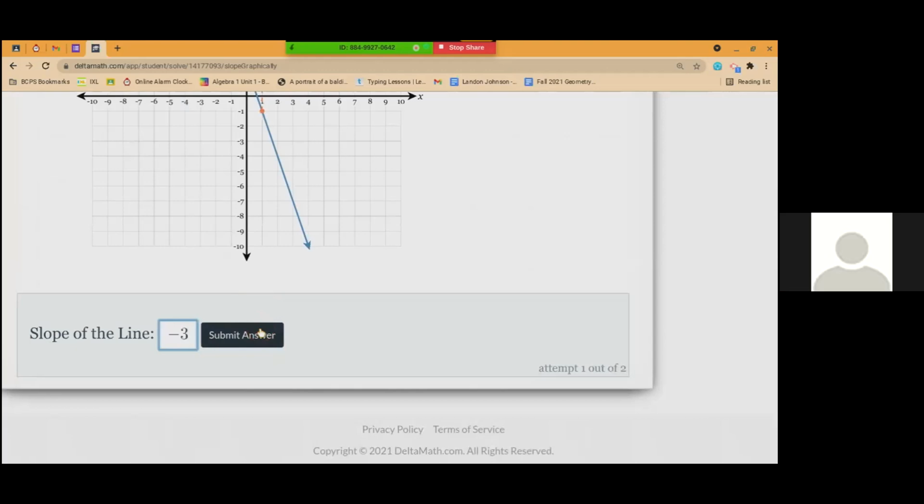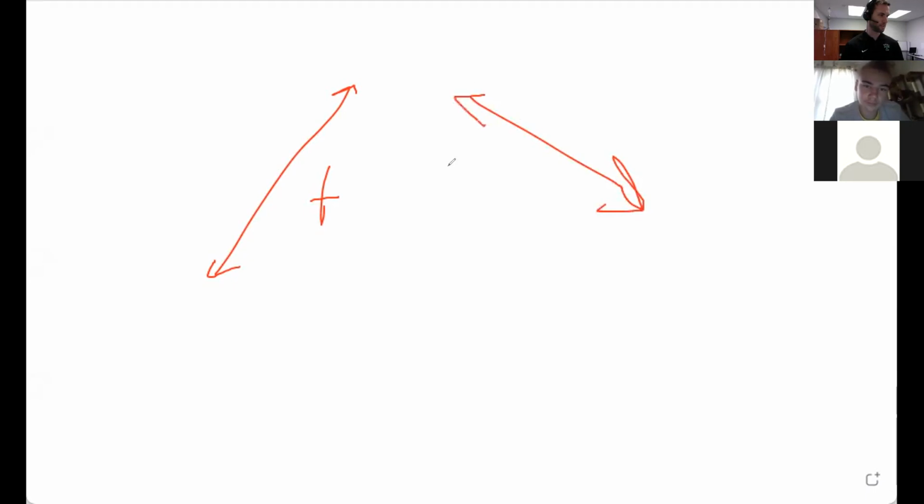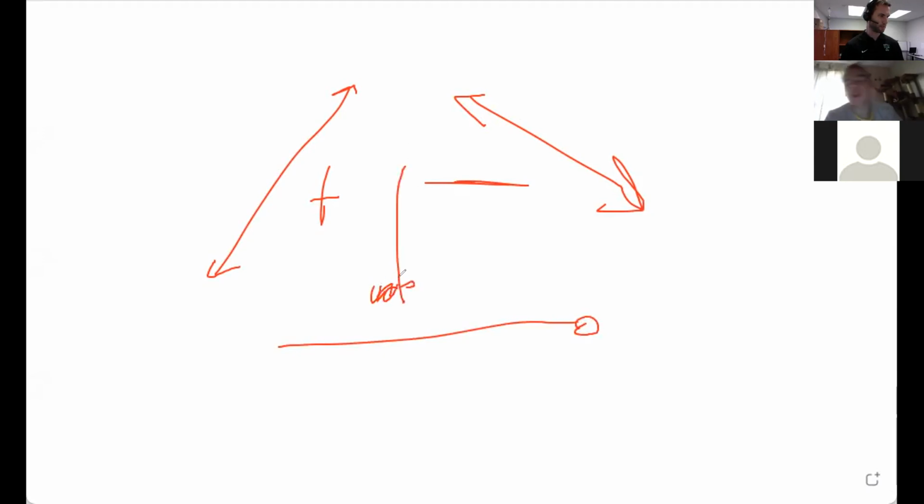So just as a refresher, if you have a line that looks like this, it's positive slope. If you have a line that goes like this, it's a negative slope. If you have a line that looks like this, it's 0 slope. And then this is undefined. Yeah, I know that.